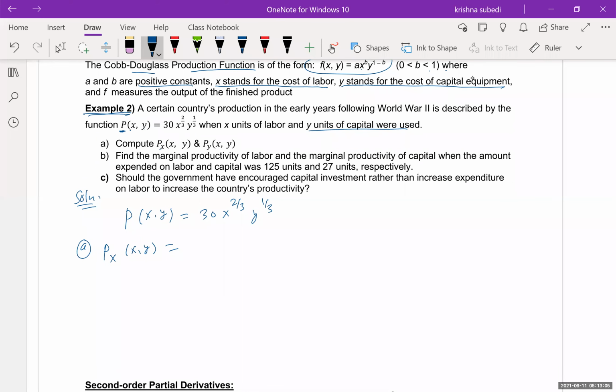With respect to x means x is our variable and y is constant. So 30 is constant and y to the power 1 over 3 is also constant. I just want to write down the constants first, and then I'm going to use the derivative power rule for x, which is 2 over 3 x raised to power 2 over 3 minus 1, and 2 over 3 minus 1 is going to be negative 1 over 3. That's it.